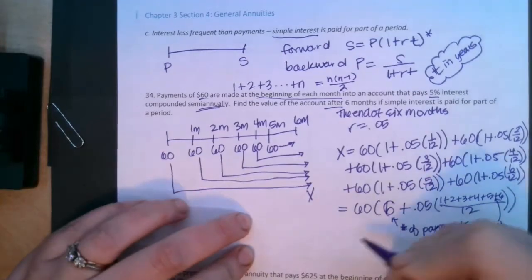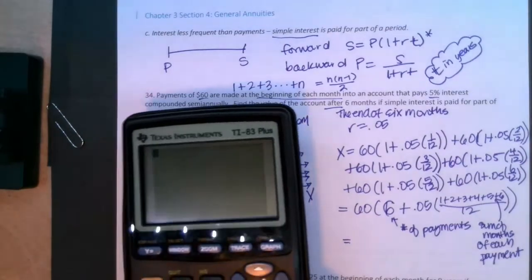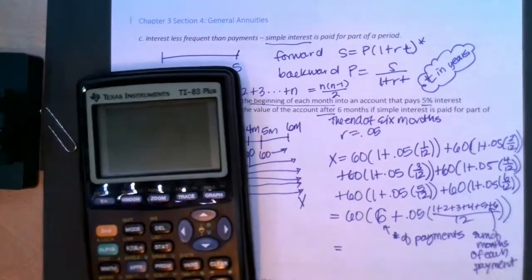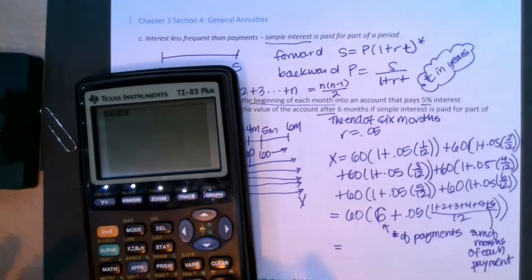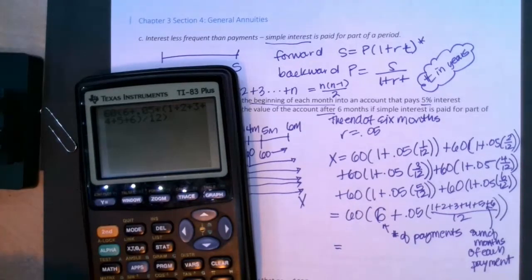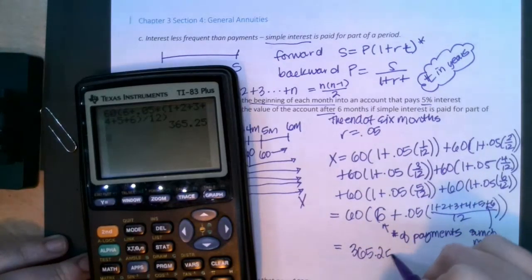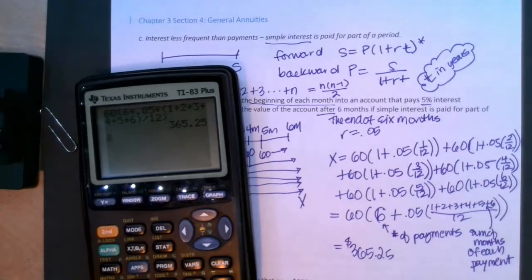So we didn't put that whole mess in our calculator. Here we have the calculator. We do 60 times 6, plus 0.05 times, and then you can make the calculator do it, 1 plus 2 plus 3 plus 4 plus 5 plus 6 over 12. Again, I use a second set of parentheses for that. So we get 365.25 as our semi-annual payment.